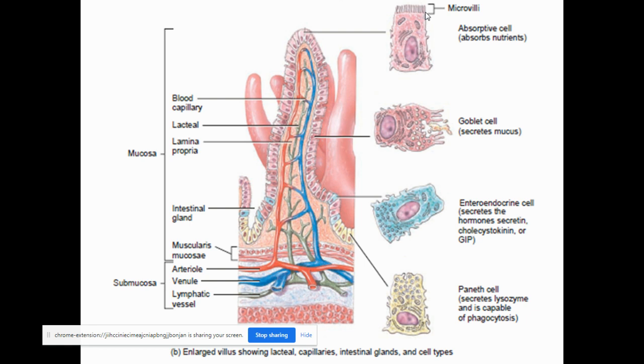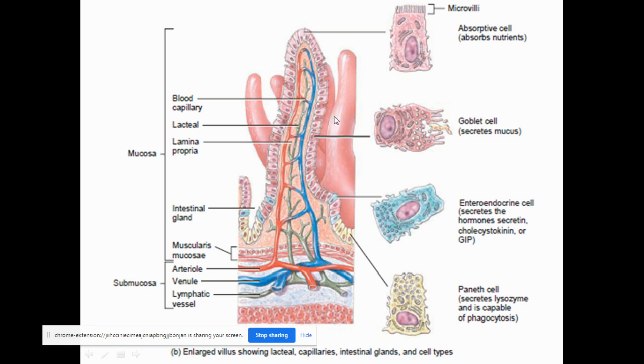These hair-like projections are very, very small, about 1 to 1.5 micrometer in length. You cannot see them with the naked eye. Even in the microscope, you can see it is a tuft of hair-like structures, giving the appearance of a brush border. So the enzymes secreted by this region are called the brush border enzymes.